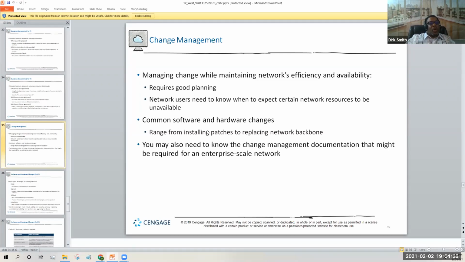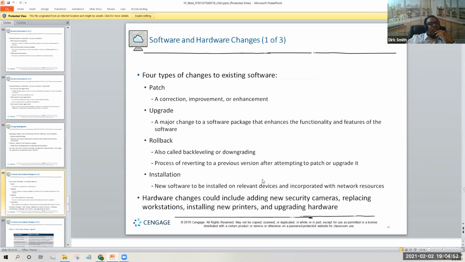So you have common software and hardware changes. Like I said, you talk about patching, network backbone. You also need to know the change documentation that might be required. A lot of times there's some paperwork when you're doing the change. You have to send out some emails. You got to get leadership to sign off on it to make sure everything is good to go. Like I said, you just can't go in there and say, oh, this is all bad.